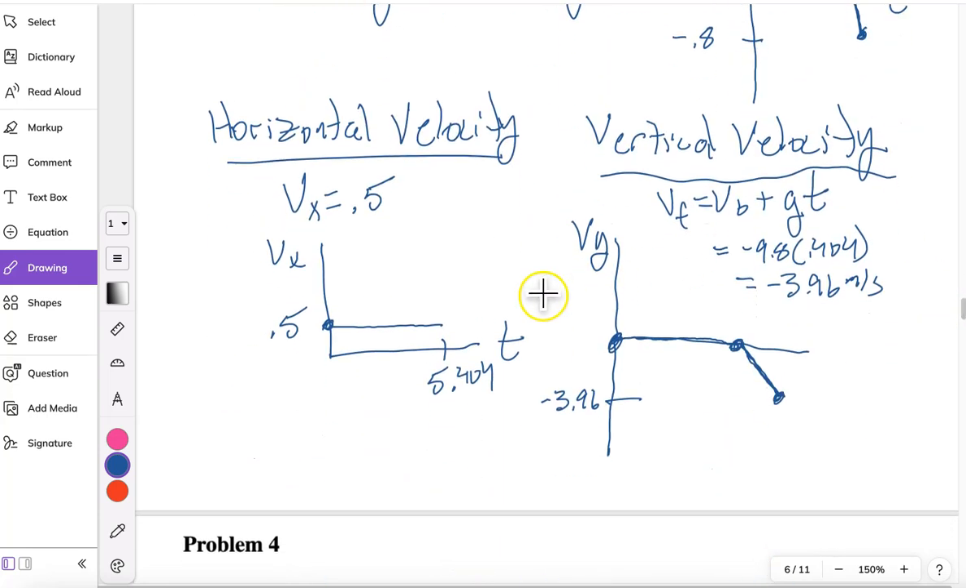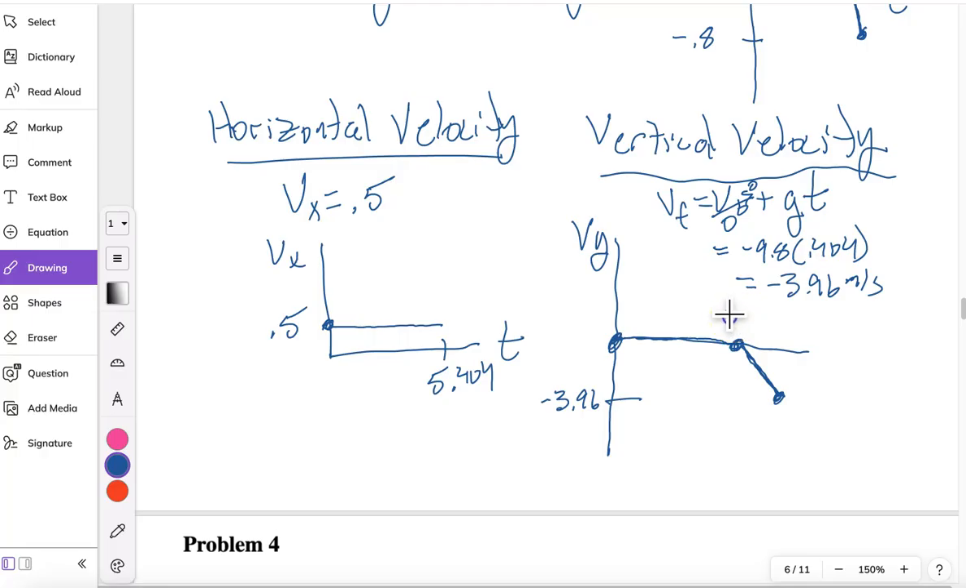If we want to do the graphs for the horizontal velocity and the vertical velocity, we know that the horizontal velocity never changes. It's just 0.5 that entire time. But for the vertical velocity, we need to find out what that is when it's falling. So we know the original velocity is 0, so we can cross that guy off and just call it 0. But then we have negative 9.8 times 0.404. So we know its final speed is negative 3.96 meters per second.